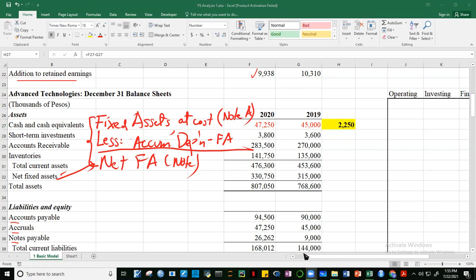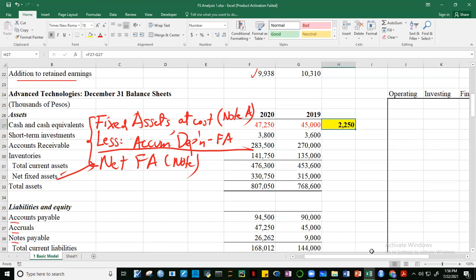All right? Yeah, 47,250 minus 45. That's 2,250. Pero, in terms of operating, investing, financing, saan ang galing yan? Okay? So we're going to look at the accounts in our balance sheet and then determine kung yung effect ba niya, kung yung changes sa kanya, did it impact operating, did it impact investing, and did it impact financing? No? So that's what we're going to look at. Okay, so let's start, guys.